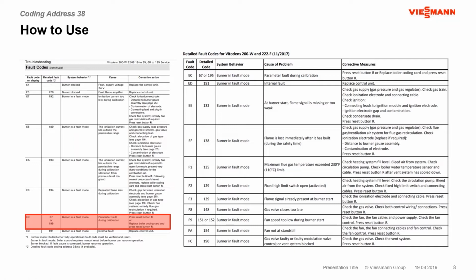Most of the faults just have that one detail fault code. They'll have some information in there, but when it's the either or, it comes in handy because now you can see what other steps you may have to take based on that code that you see flashing on the face of the boiler. So there's that EC at 67 or 195.